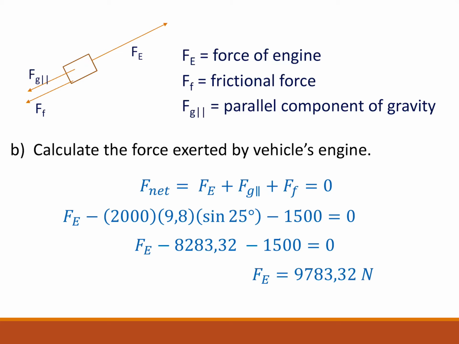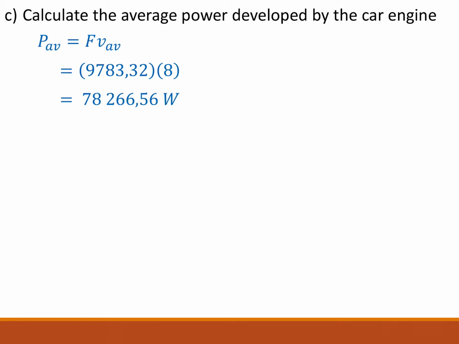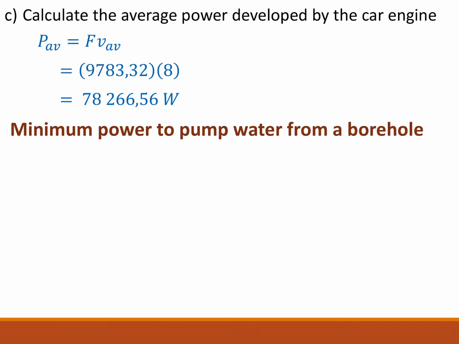We now know the force exerted by the vehicle's engine. Because we know the force exerted by the vehicle's engine, it means that we can work out the power of the vehicle. Watch. Now they want the power. Well, I know what velocity it's going at. It was going at 8. I know what the force was that the vehicle was expending. So 78,266,56 watts. Very, very straightforward. It's really not as difficult.